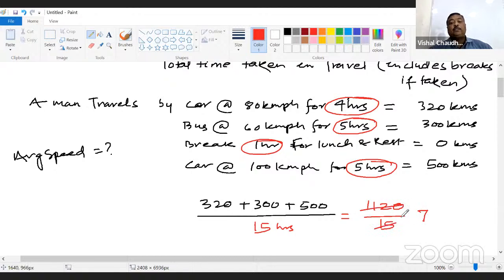So 15 into 7 is 105. We have again 70. 15 into 4 is 60, remainder 10. We put a decimal, we get 100. So it will be 74.66, and the 6 is recurring, kilometers per hour. So approximately, if we write, it is 74.67 kilometers per hour.